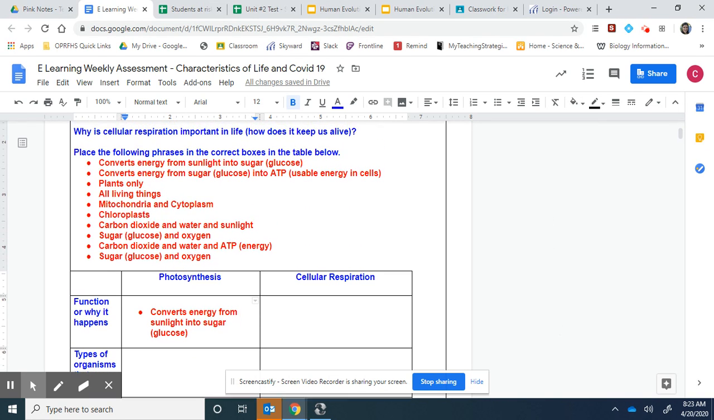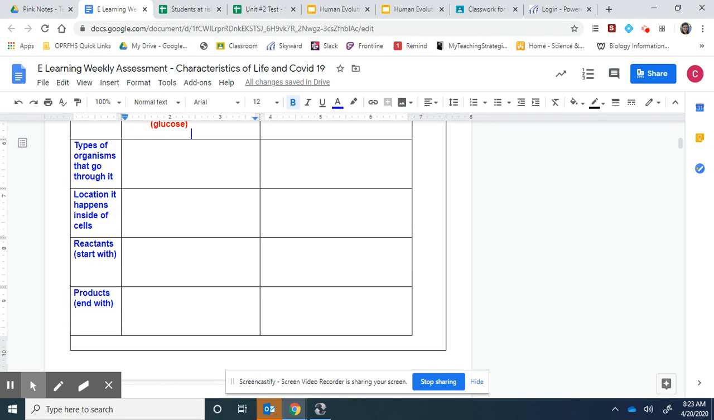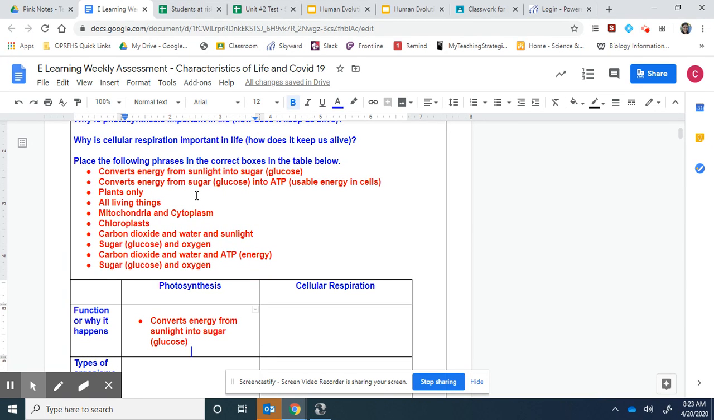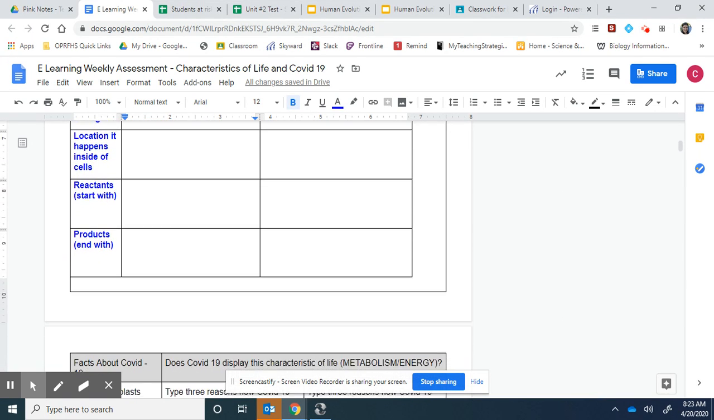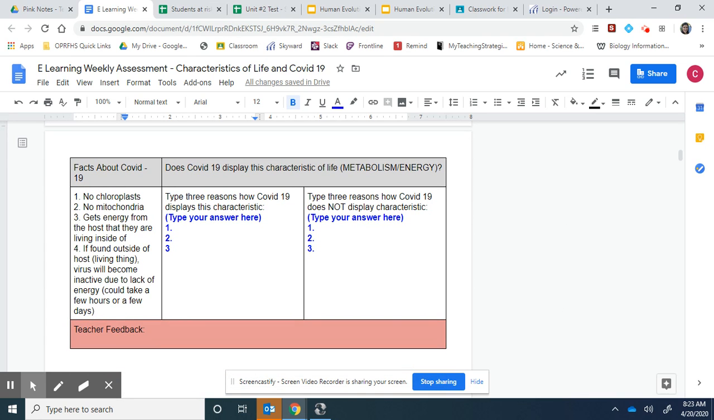Now I'm going to go back up and go to the next phrase. Every box is going to have something pasted inside of it. You're going to use each phrase or words once. Now I'm going to go down to page 2. Page 1 is done. Now, in page 2, this is a little different.